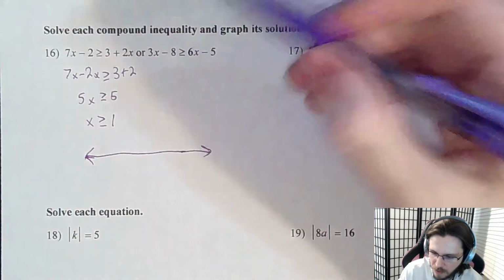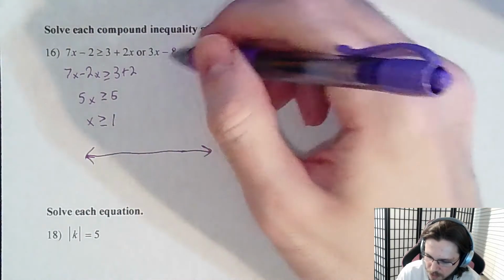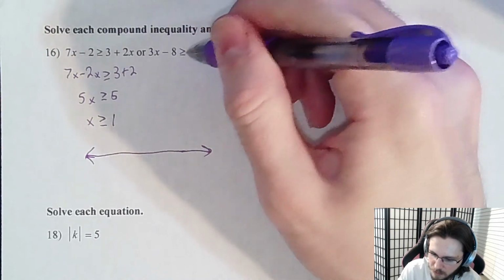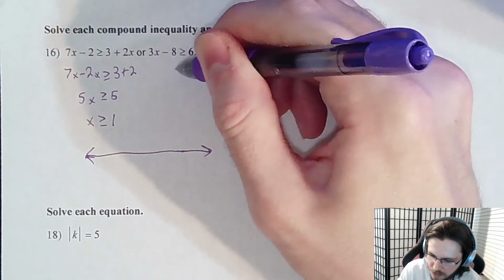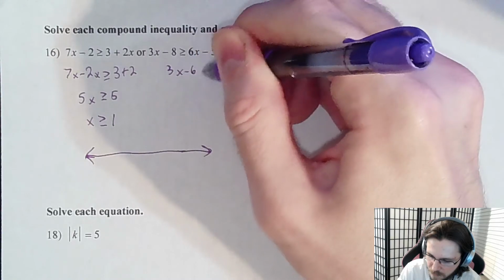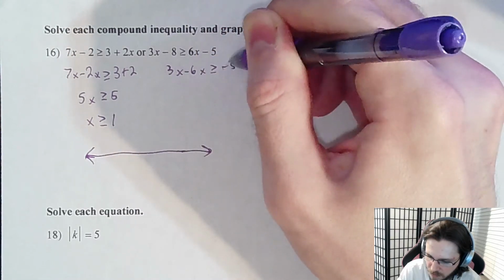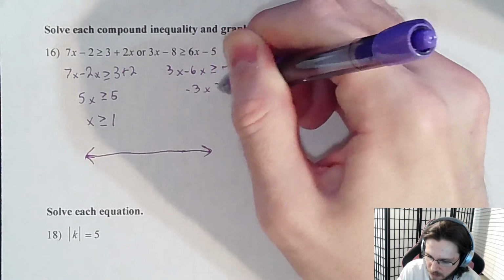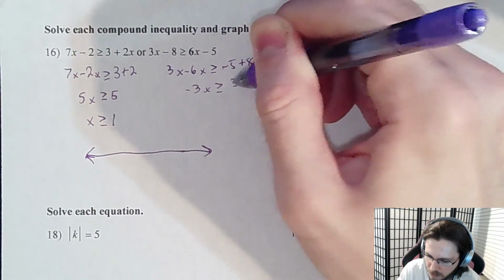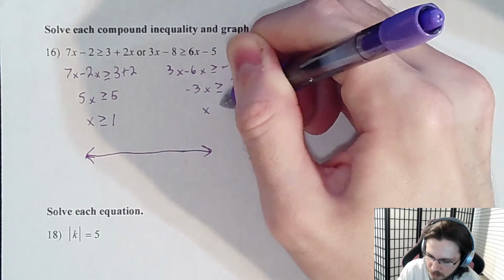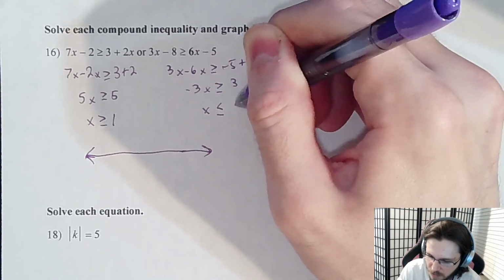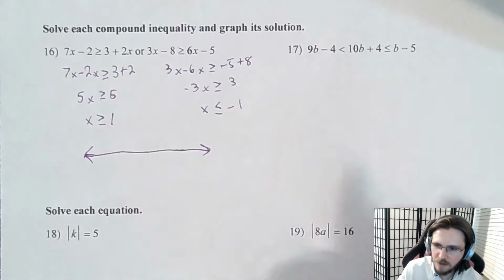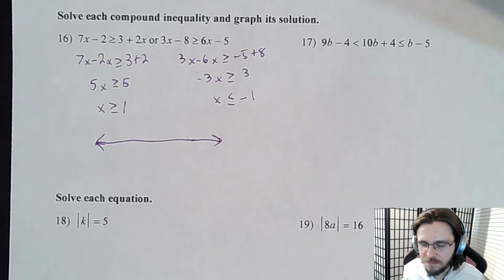I don't know why I started drawing the graph. I haven't solved this one yet. You got to solve both. So over here, again, doing the same exact thing, moving the x's over. So 3x minus 6x greater than or equal to negative 5, and then add the 8. That's going to be negative 3x greater than or equal to 3. Divide both sides by negative 3. Don't forget you're flipping the direction of the sign whenever you divide by a negative.